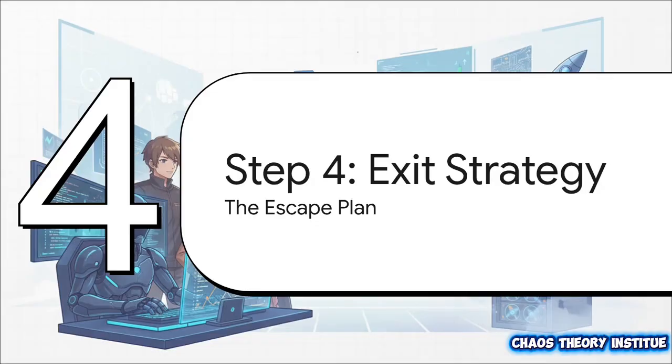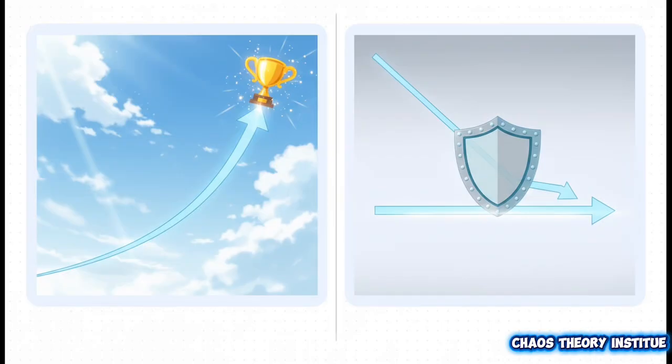Okay, so the bot bought in. You're in the trade. Now for what is maybe the most important and honestly the most overlooked part of the entire plan. Step 4, the exit strategy. You always need an escape plan. A really solid exit strategy has two sides to it. First, you have your goal. That's your profit-taking algorithm. It's designed to lock in your gains when things go your way.